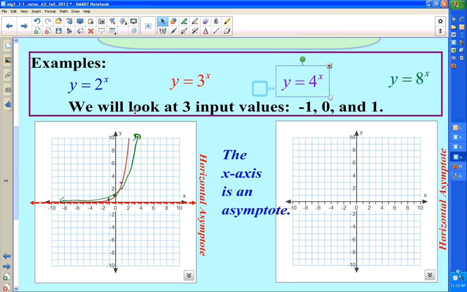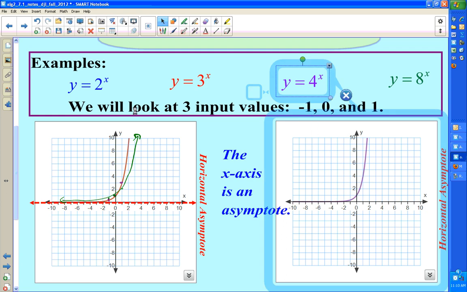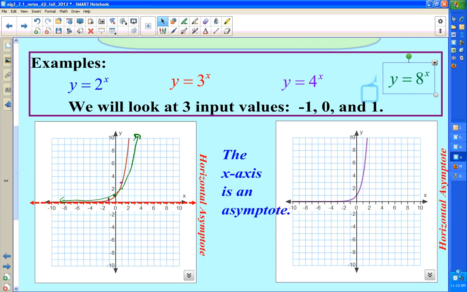If we do y equals 4 to the x, I'll graph that one over here. Notice that goes through the points -1, 1/4, 0, 1, and 1, 4. And if we put y equals 8 to the x on the same graph as that, theoretically it will graph it, but maybe it just doesn't want to work today.